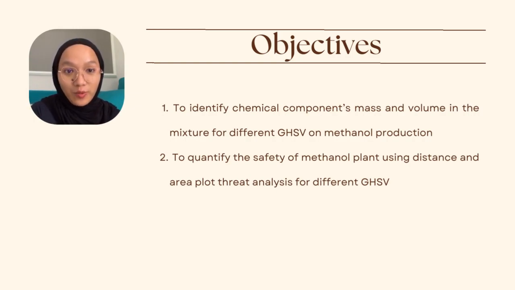Following research project 1, the objectives of this project is to identify the mass and volume fraction of each chemical component in the mixture for different GHSV on methanol production, and it is to quantify the safety of methanol plant using distance and area plot threat analysis for different GHSV.